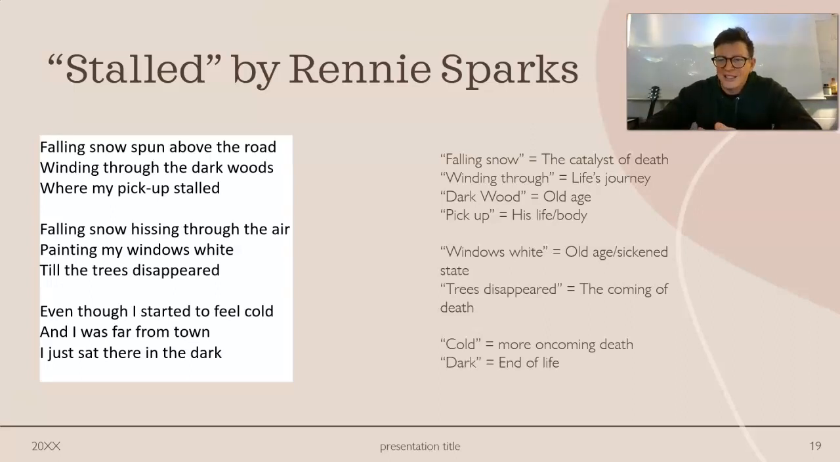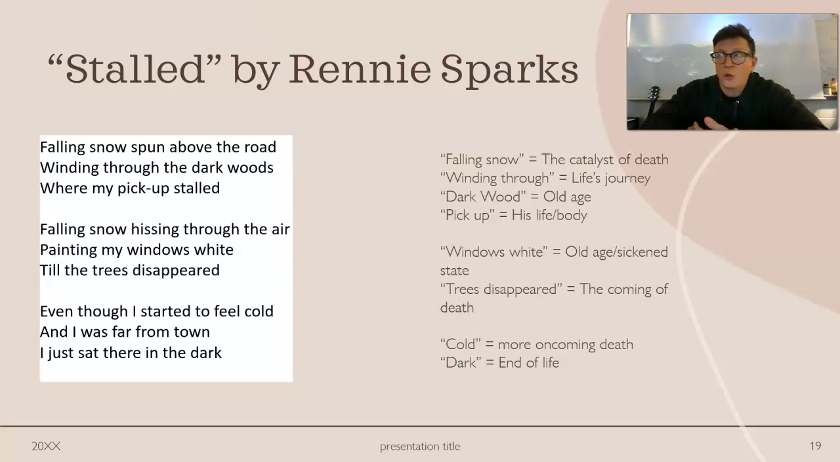Then dying. And then finally, even though it's far from town, like everyone else who's alive is away over there, I just sat there in the dark. And what I liked about this is that it doesn't have a sad, depressing, scary ending. It's not fearful, even though I think everyone else would be afraid.